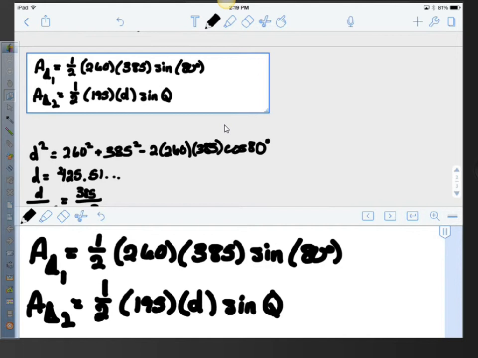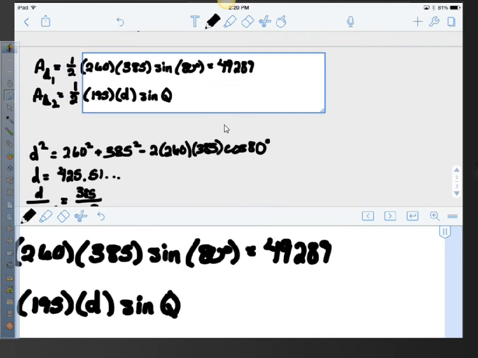So for triangle 1, we had 1/2 of 260 times 385 times the sine of 80. What did you get for the area then of triangle 1? Sound right? Okay, 49,289. Right. Why didn't you think it was right?